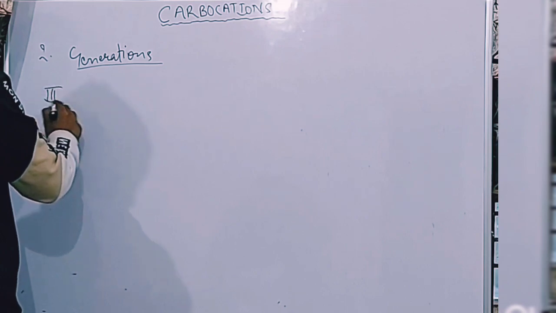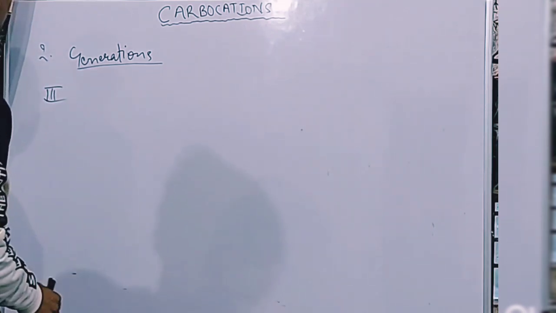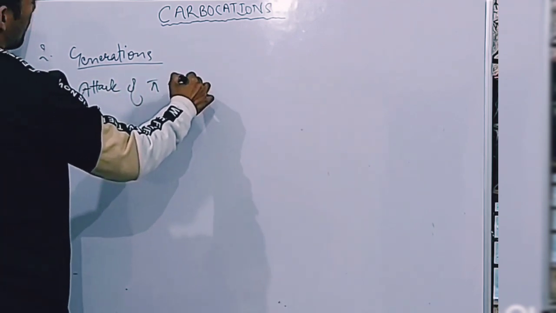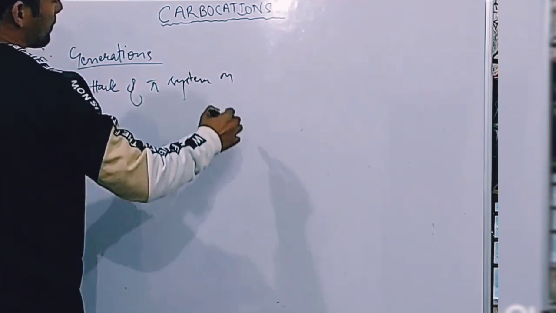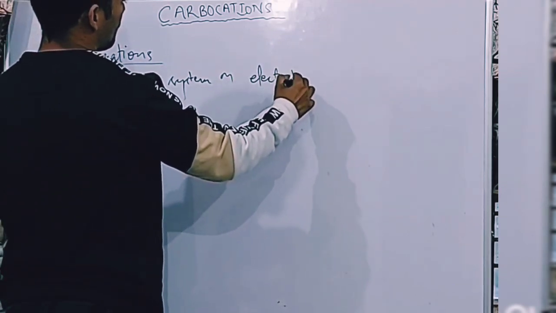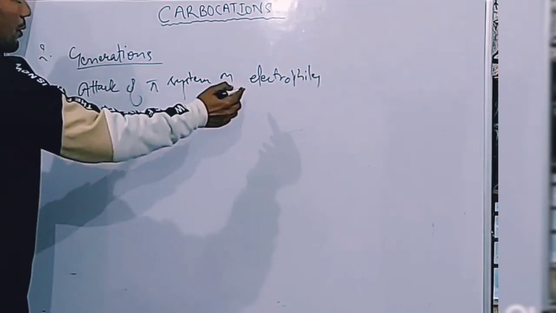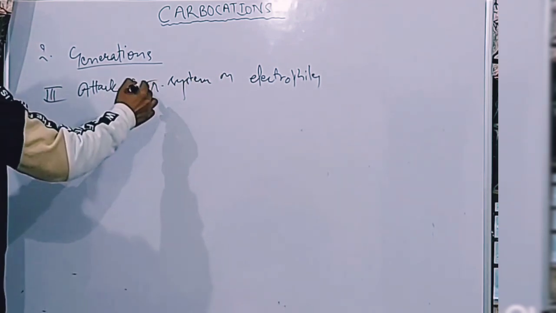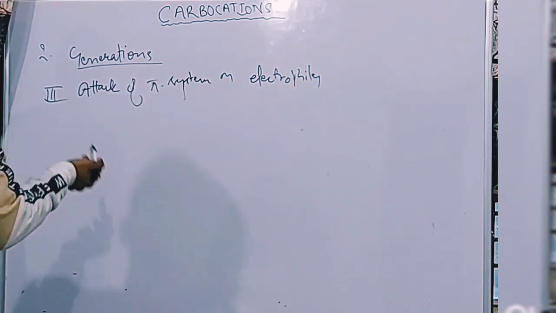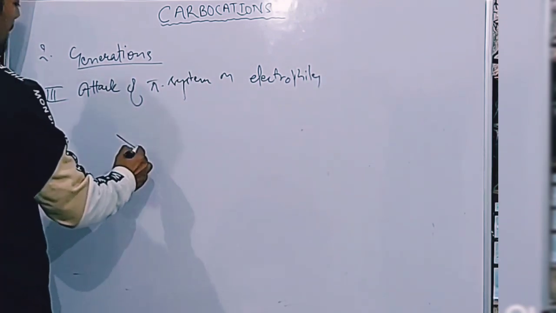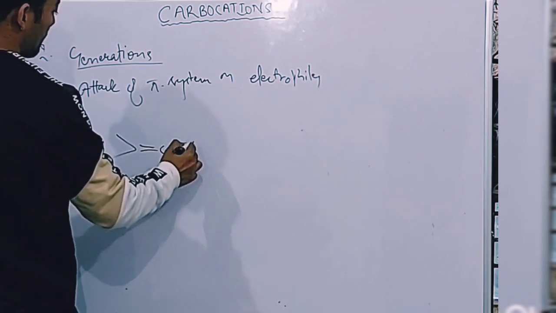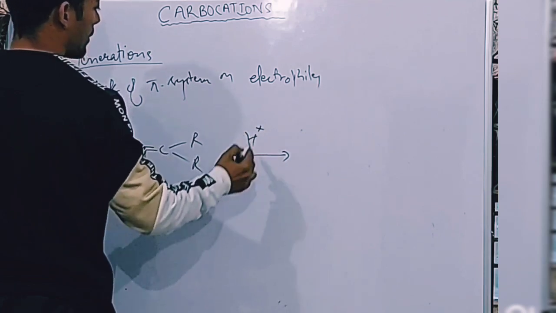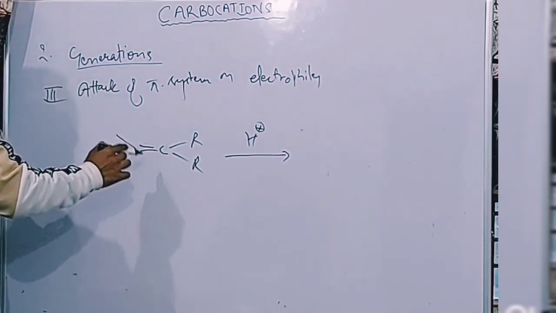The third method of generating carbocation is attack of a pi system on an electrophile. You know what an electrophile is? An electrophile is an electron loving species, and when a pi system attacks an electrophile, we will get a carbocation. Suppose we have a pi system. This is a pi system, and here we have an electrophile. So what happens is this pi system attacks the electrophile.